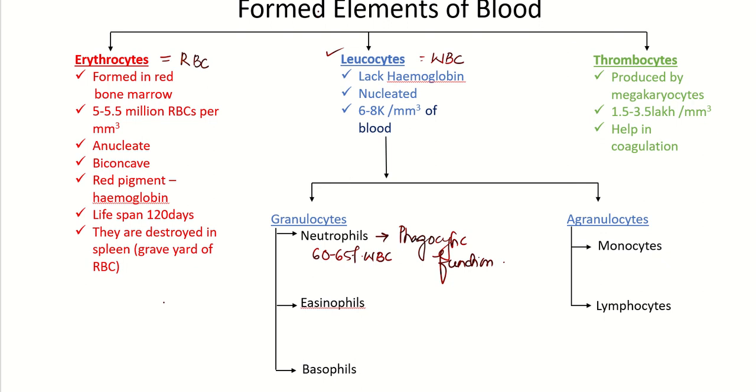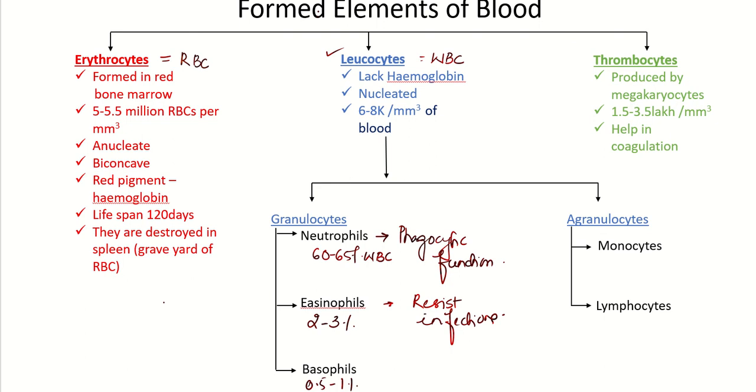Eosinophils also fight infections, and these amount to about 2 to 3% of WBC. So they resist infections. The basophils are just about 0.5 to 1% of WBC, and they are released during the inflammatory reactions.